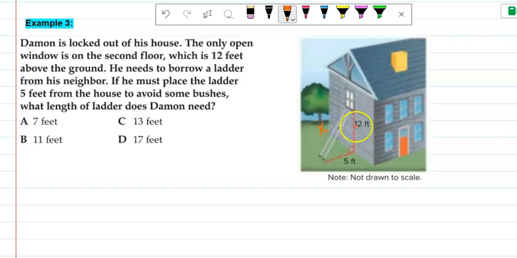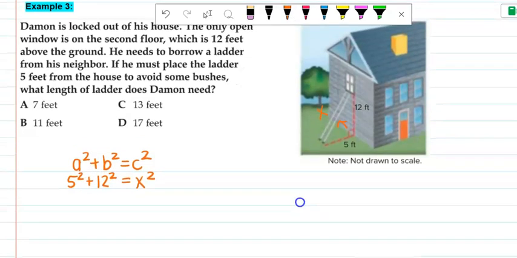Okay, we have a nice right triangle because we're going to assume that the house is perfectly vertical to the horizontal ground. We're going to use our Pythagorean theorem because we're missing a side of a right triangle. Our unknown is our hypotenuse, right? It's opposite the right angle. Then I'm going to plug in our other two sides. So 5 squared, 5 times 5, is 25. 12 squared, 12 times 12, is 144.